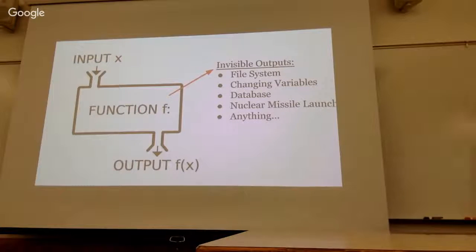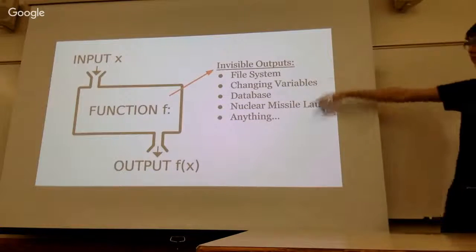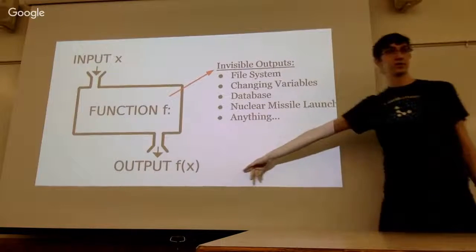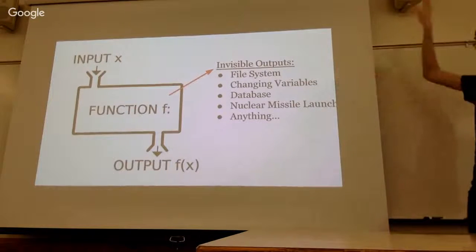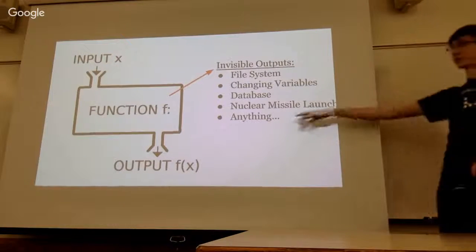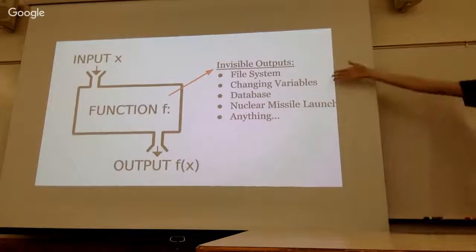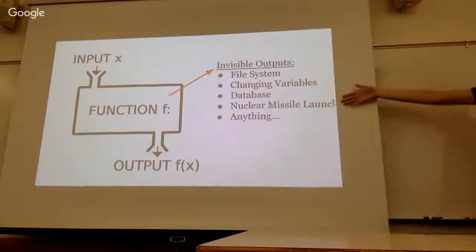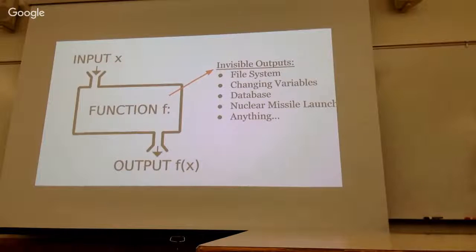So there are lots of invisible outputs. For instance, if you write to the file system, that would be something that doesn't appear in the return type. If you change variables somewhere outside the scope, that is something that doesn't appear in the return type. Database calls, nuclear missile launches, and so on and so forth. There's lots of different invisible outputs, things that you don't see in the return type.